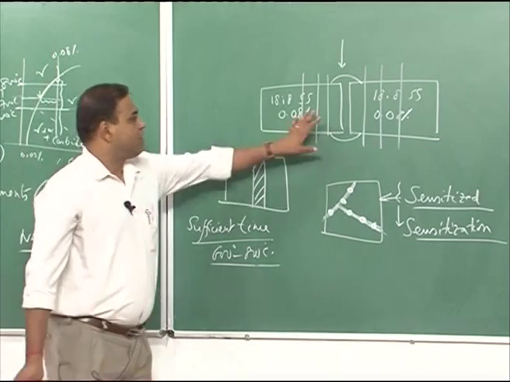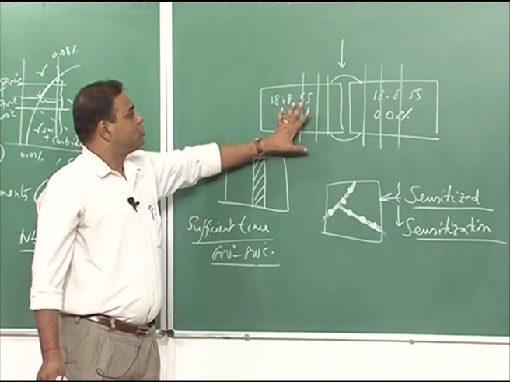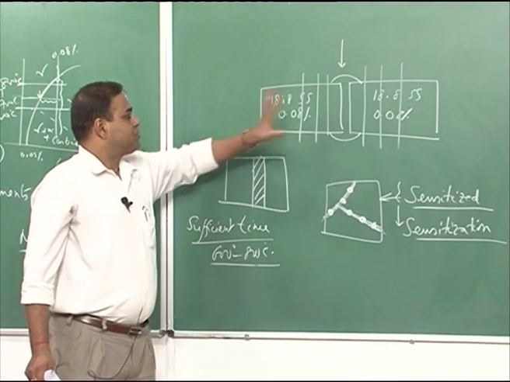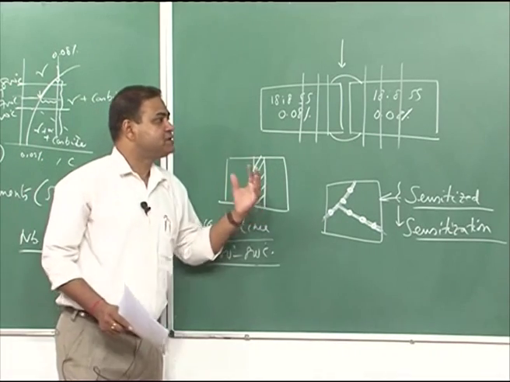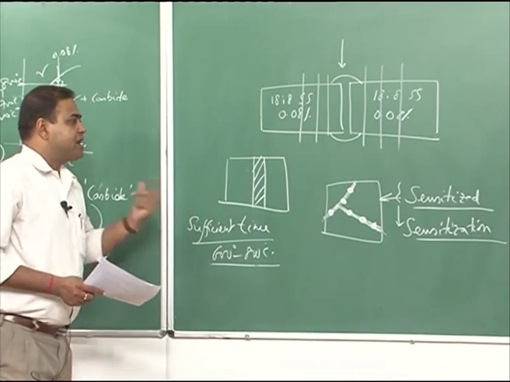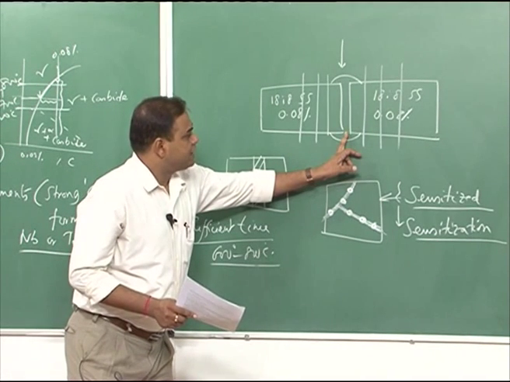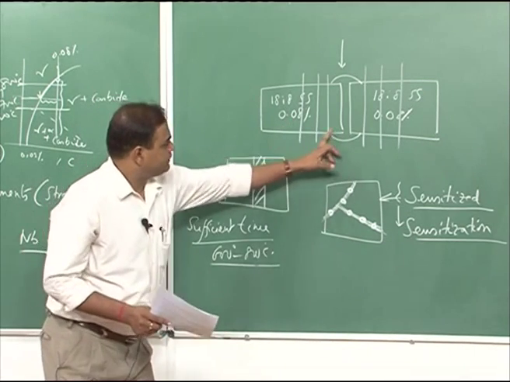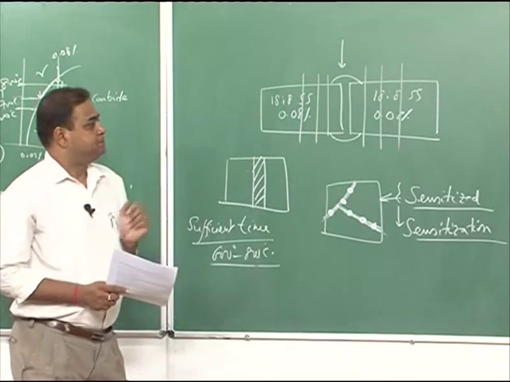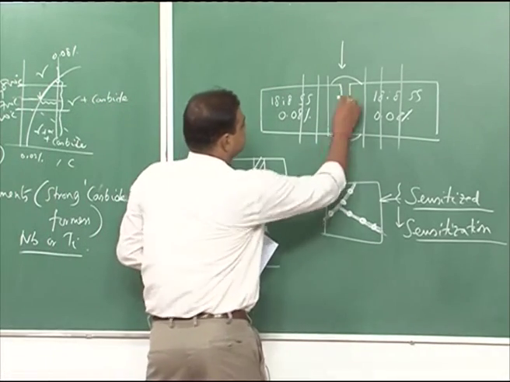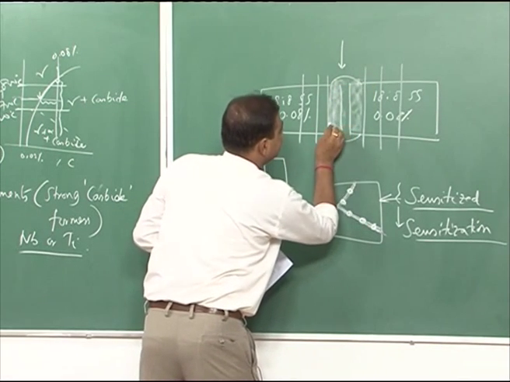Now, during welding of these two unsensitized blocks, that means there is no grain boundary precipitation of chromium carbide, let us see what happens and what the time-temperature profile would be as we go from the welded zone towards the body of this block. Now, let us say this is my welded zone.